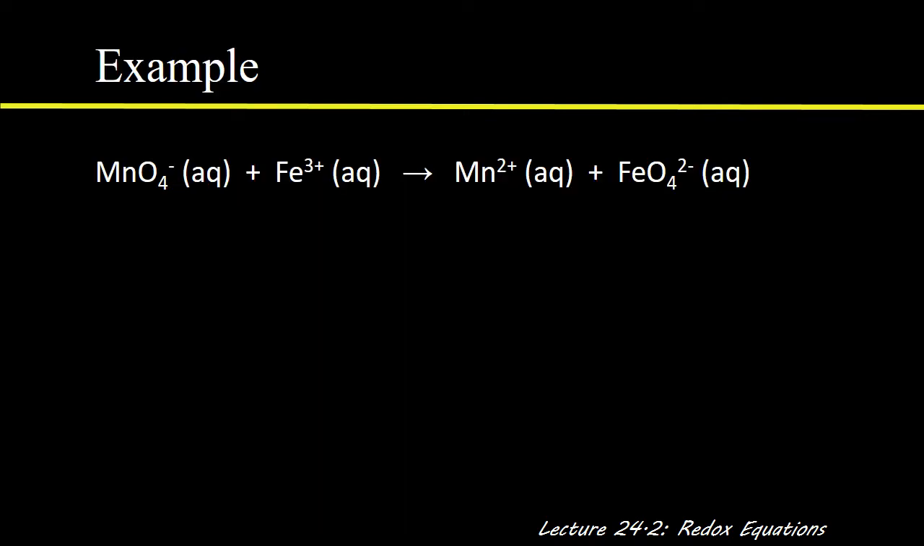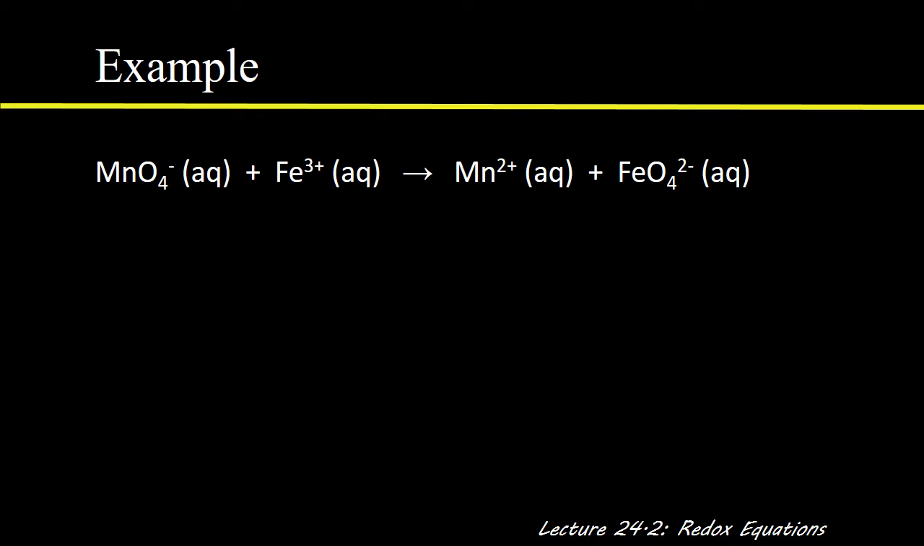So we've got permanganate reacting with iron 3 to make manganese 2 plus and the ferrate ion. Ferrate ion is fairly unusual. You may not have seen that one before. But this is our reaction. And as I said before, normally it would say balance this reaction under acidic conditions or balance it under basic conditions. Since we're just going to do this one example, we're going to balance it first under acidic and then under basic. So we'll do both with this particular one.